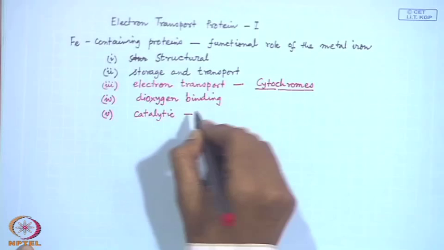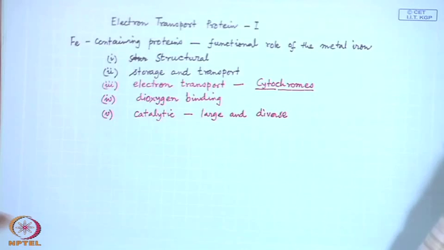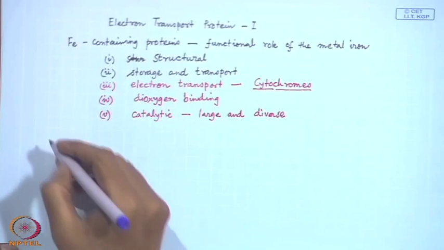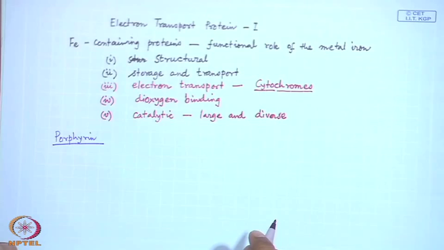Therefore, they are large and diverse in nature. So the main backbone of all these molecules is our porphyrin molecule. So we'll have the porphyrin in the system. So the heme proteins we all know.